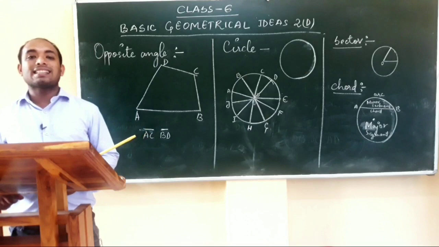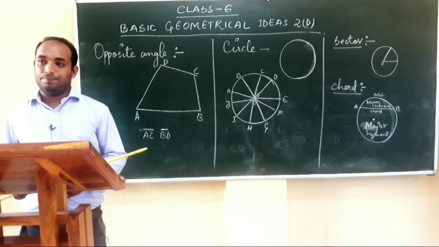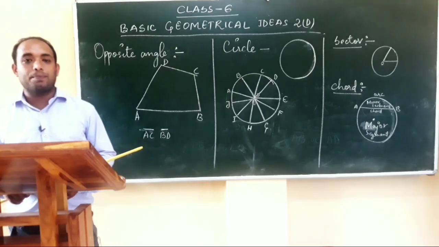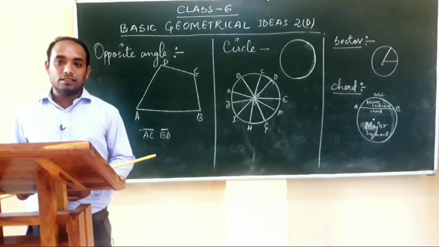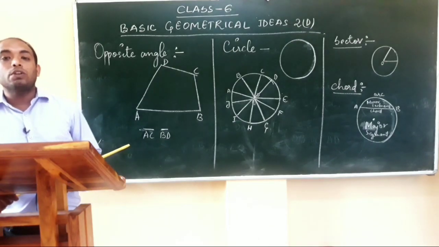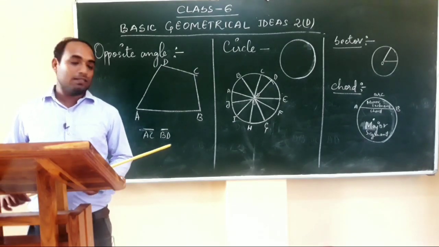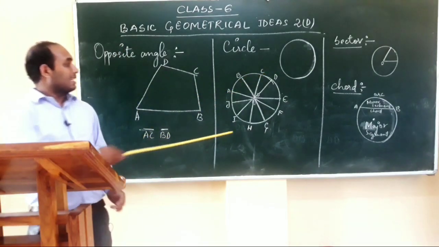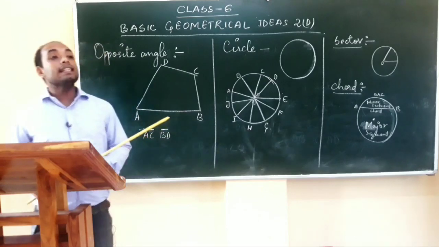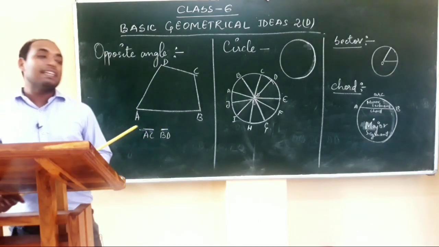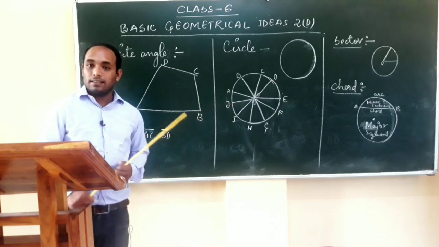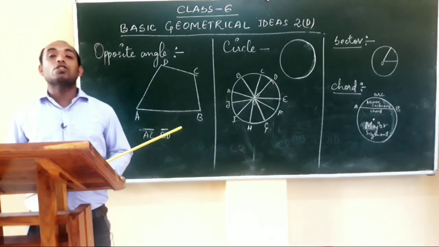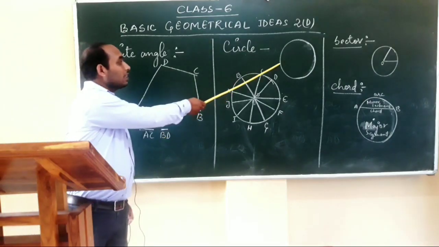Next, we will discuss the circle. In our day-to-day life, we see different shapes or objects which we call a circle. We see the wheel of a bicycle which is round in shape. We call this shape a circle. Even if we see a bangle, it also has a circular shape.